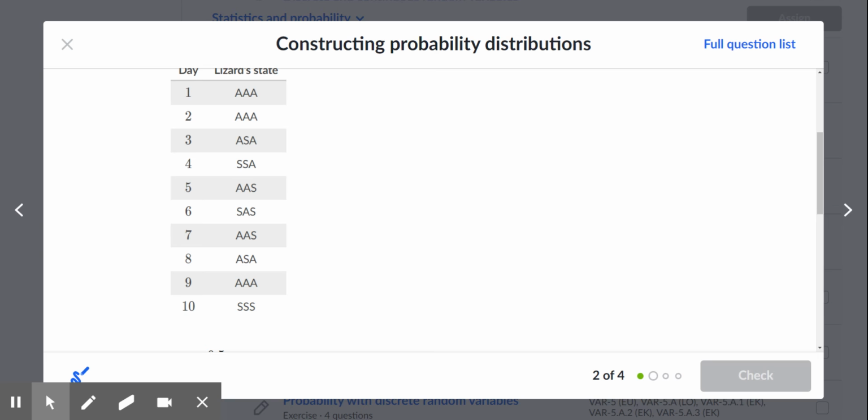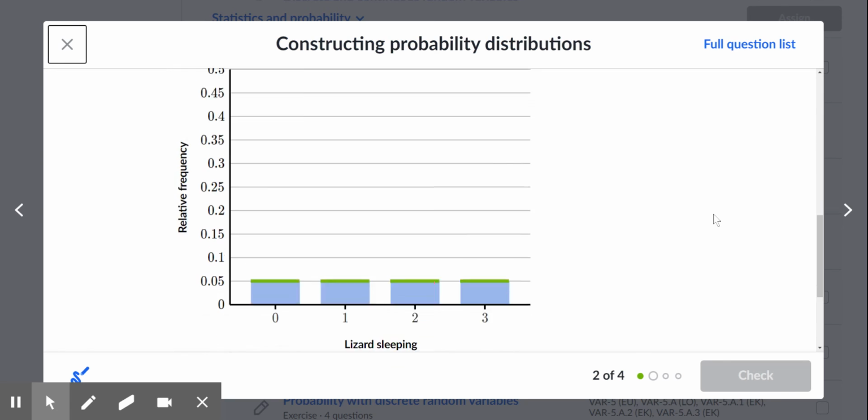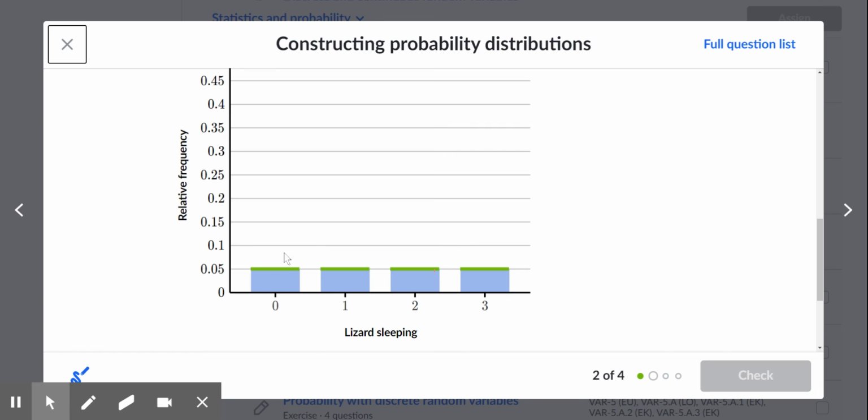Now, how about 3 time? 3 time that the lizard was asleep. 1, 2, 3. So that's only 1 day. 1 out of 10. Okay? All right? So 3 out of 10, 4 out of 10, 2 out of 10, and 1 out of 10. All right. So 3 out of 10, 3/10 that the lizard was sleeping. Okay?